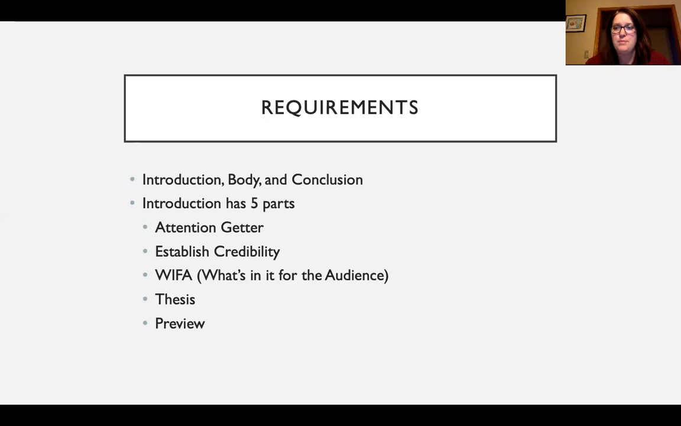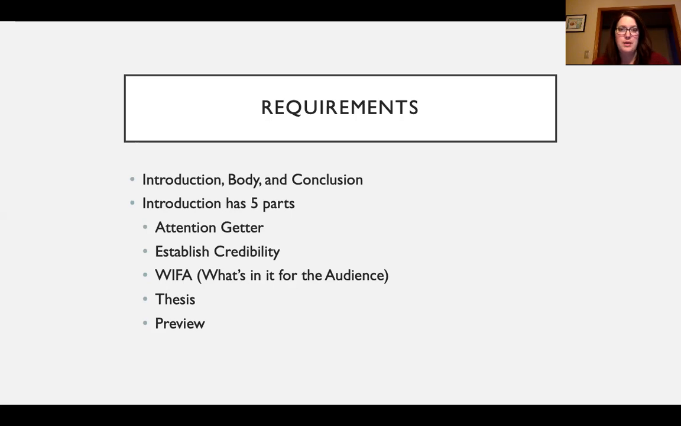Now, the very last part of your introduction is your preview. It's important to me that you do your thesis first and then your preview sentence. And your preview should clearly state the main points in your speech. It's really a preview of main points, right? Your thesis is a broader overview than your preview of main points.